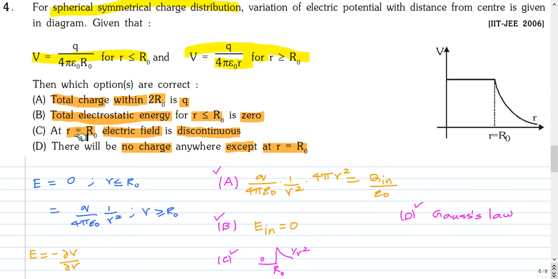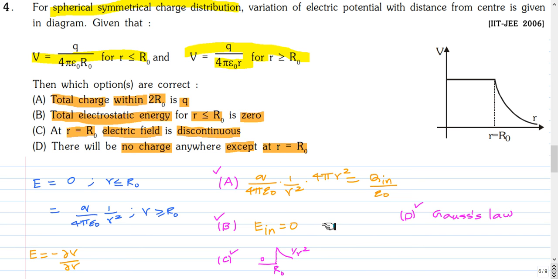Option C: at R equal to R0, the electric field is discontinuous. We have calculated the expression, so if you plot it, it will look like this. It is 0 inside, and on the surface we have to put capital R. So we jump to this value, and after that we go down as 1 by R square. So option C is also true.